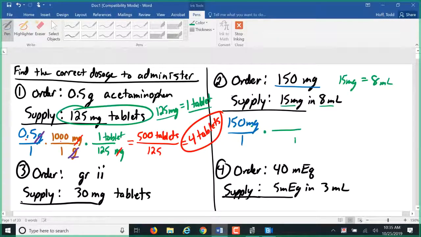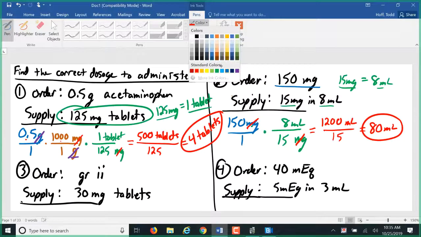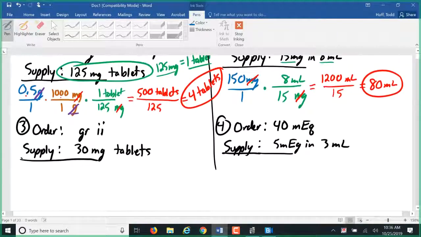We have milligrams here, so we put milligrams on bottom so they cancel out. That's 15 milligrams, 8 milliliters would go on top. So the milligrams cancel. 150 times 8 is 1,200 milliliters. On bottom we have 15. 1,200 milliliters divided by 15 is 80 milliliters. So you would administer 80 milliliters of that medication to the patient. Any questions on that one? Okay, let's move down to the other 2.